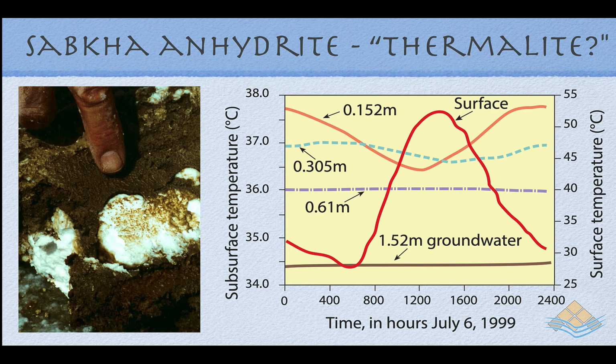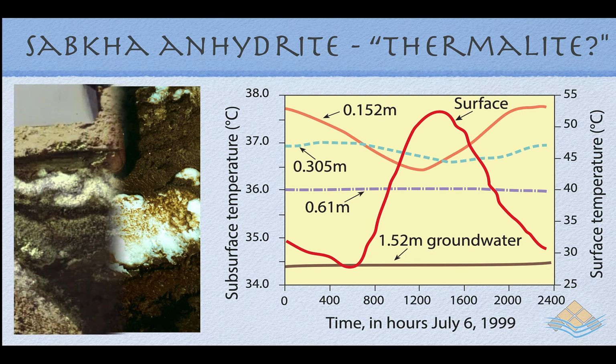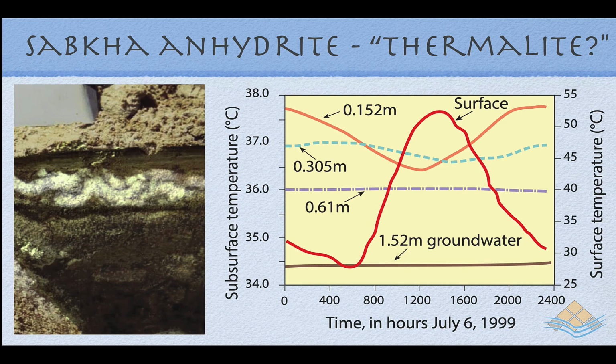So we've got a depth of 15 centimeters in orange, a depth of 30 centimeters in green, and a depth of 60 centimeters in purple. And you can see that by the time we get to 60 centimeters, the Sabkha temperature is near constant on this day at around 36 degrees centigrade. So what's this got to do with the way in which anhydrite forms in the Sabkha?